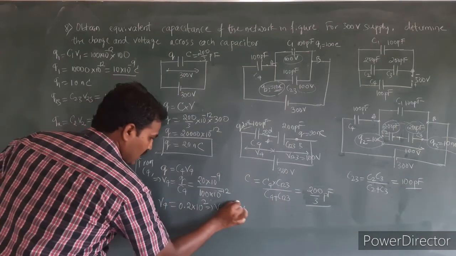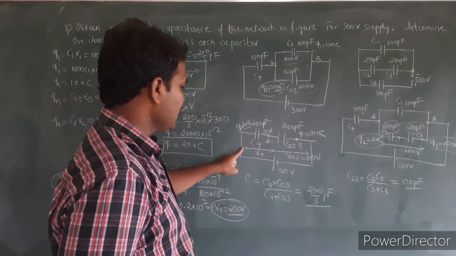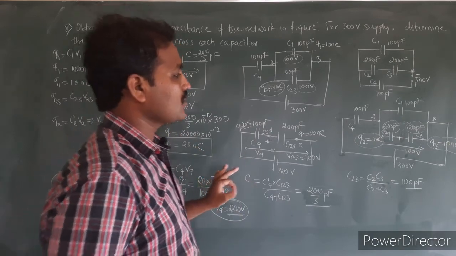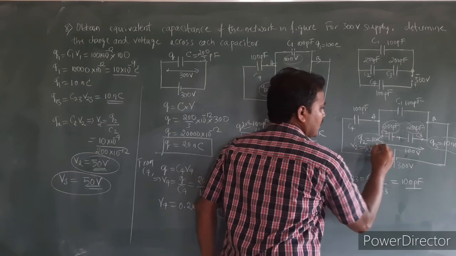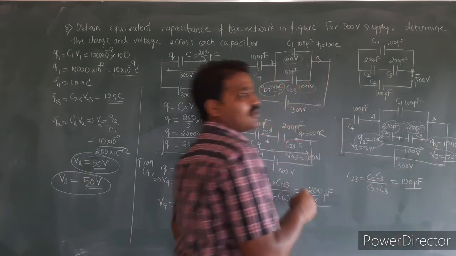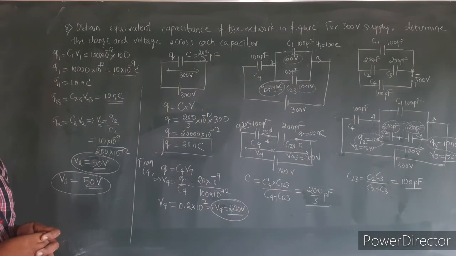V4 already we have calculated, and V1 also we have calculated. We have calculated all the values of charges and potential drops across each capacitor. Here V2 is equal to 50 volt, and here V3 is also 50 volt. This is one of the regularly asked questions. You can take a screenshot of this.